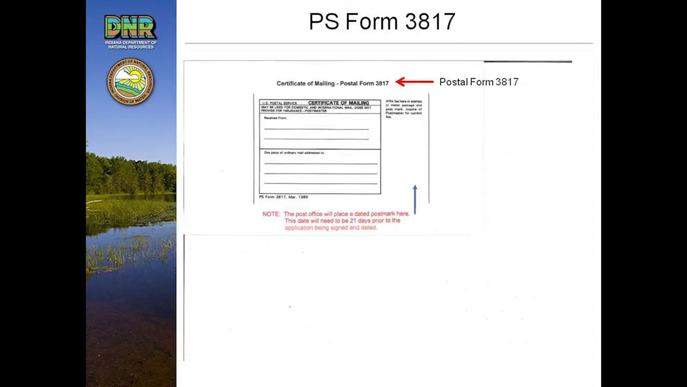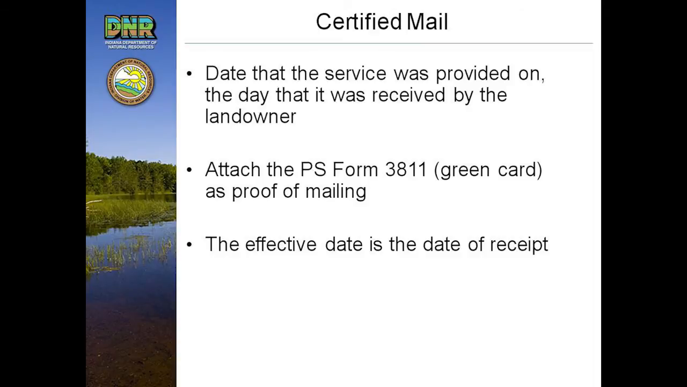Here is an example of the PS Form 3817 that must be submitted to the department. The blue arrow indicates where the post office will place a dated postmark. If public notice is provided by certified mail, the name and address of the property owner, date that the certified mail was received will need to be entered on the State Form 52086, the adjacent property owner's listing. Submit a copy of the form and a copy of the PS Form 3811, the green card, to the department as proof of mailing.